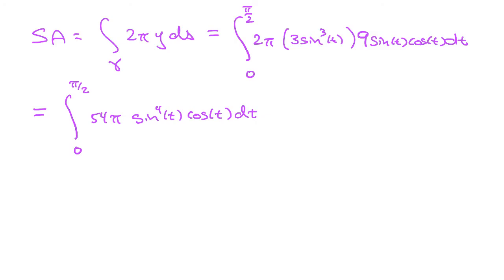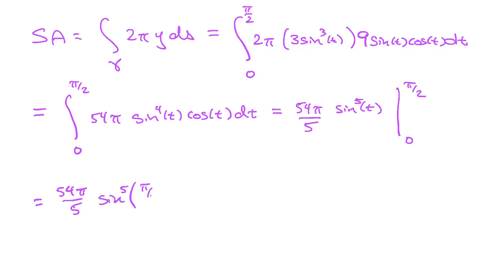So for this, we can do a u substitution. If we let u equal sine of t, then our du becomes cosine of t dt. And so what we would then have is 54 pi sine to the fifth of t divided by 5, evaluated between 0 and pi over 2. So here we end up with a final answer of 54 pi over 5 times sine to the fifth of pi over 2 minus sine to the fifth of 0, or just 54 pi over 5.